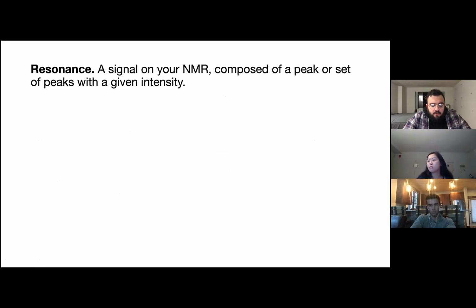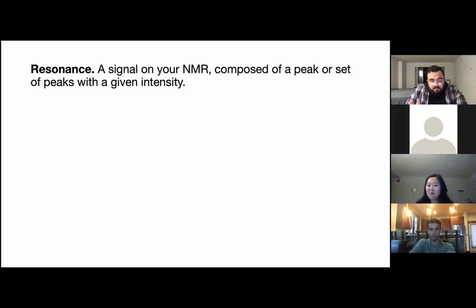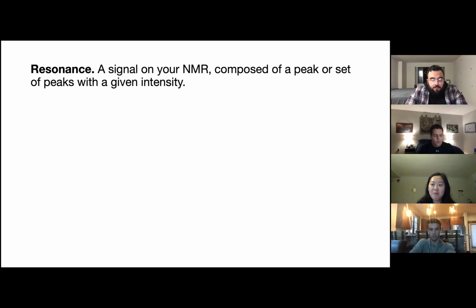Okay, so the first term that we have is going to be resonance. And you guys have seen the word resonance before, but in a totally different context. When we talk about resonance, previously we were talking about the delocalization of electrons, right? But here we're actually talking about the individual signals that you see on your NMR, right? So if I say I have a peak at 3.8, I could say, oh, I have this resonance at 3.8. Let me analyze it, right? Any group of peaks that you see there is going to be a resonance.